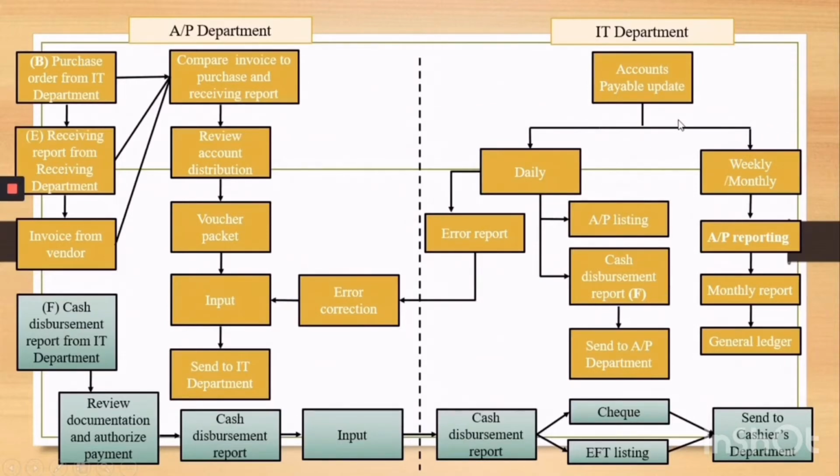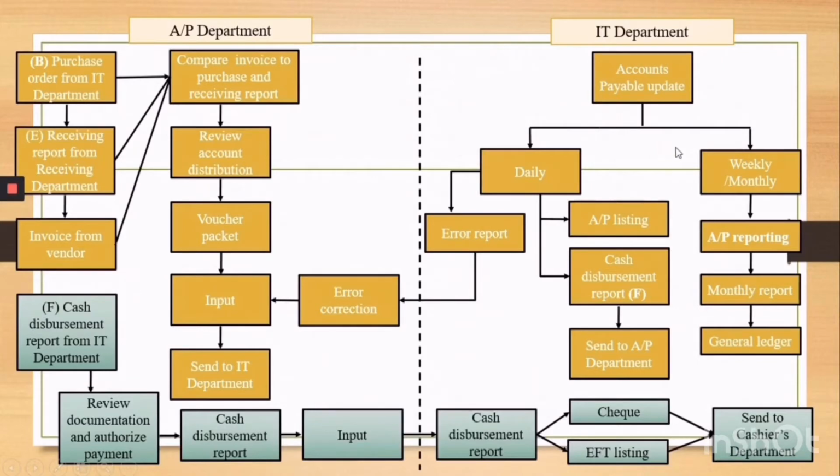IT department will do accounts payable update daily and also weekly or monthly. For daily, accounts payable listing and also cash disbursement report is prepared. Cash disbursement report is sent to accounts payable department for them to review the documentation and authorize payment. And again, it is sent to IT department for check and EFT listing. Check and EFT listing will be sent to cashier department.